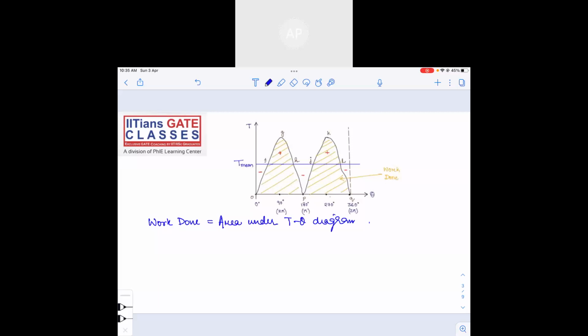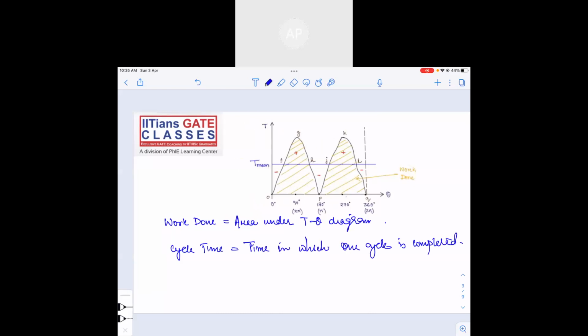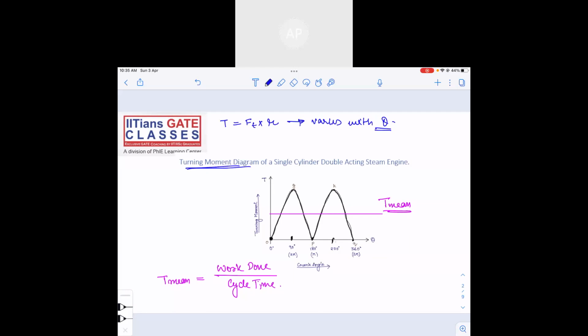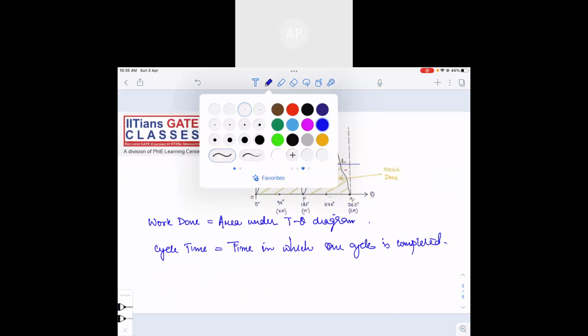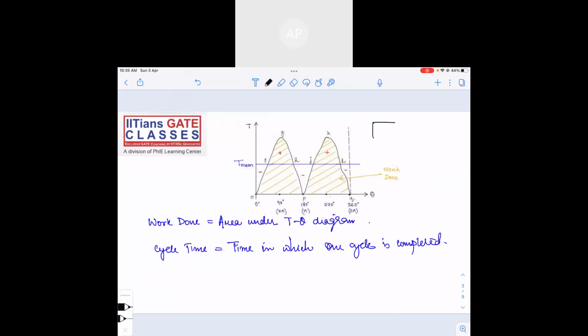So what is the cycle time? The time in which one cycle is completed, right? Let me show you quickly. Let us go through one cycle. If you consider the single slider crank mechanism, single acting, not double acting, what is one cycle?